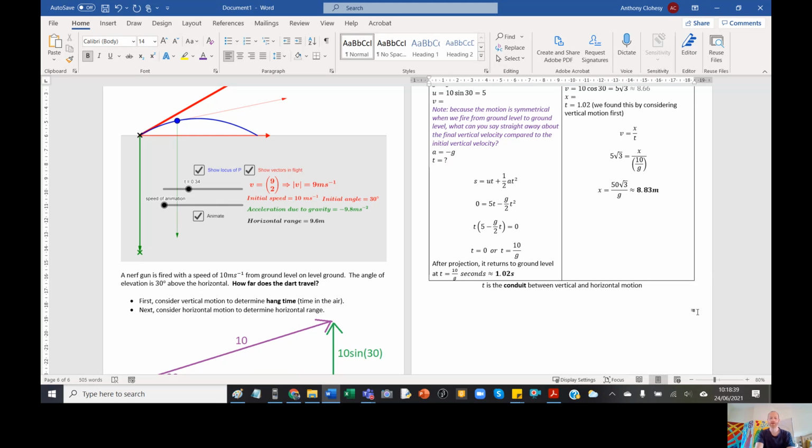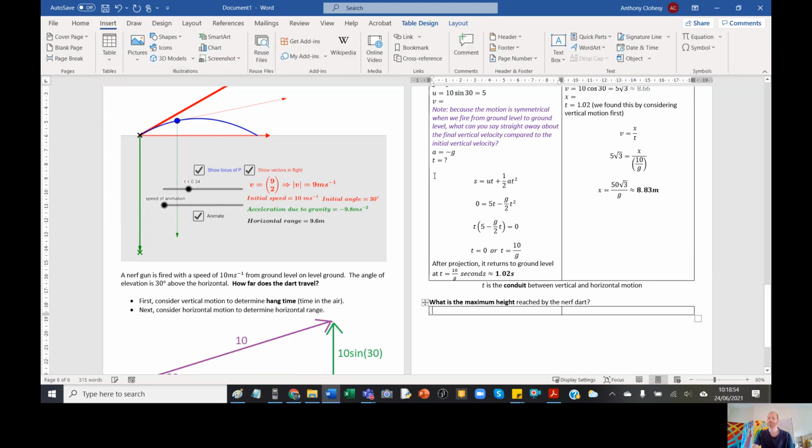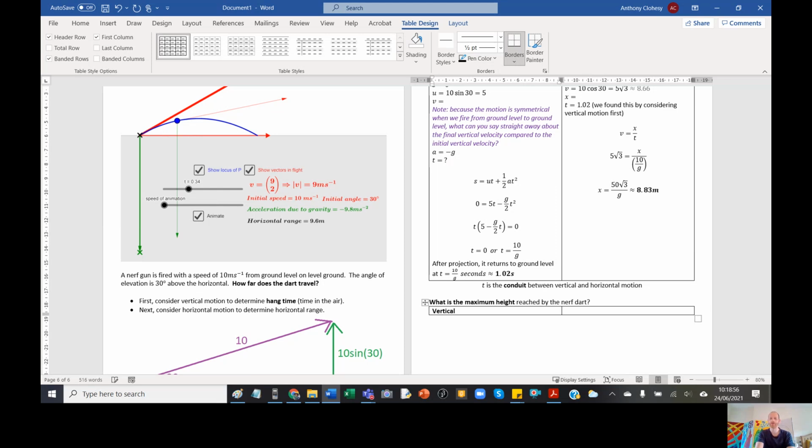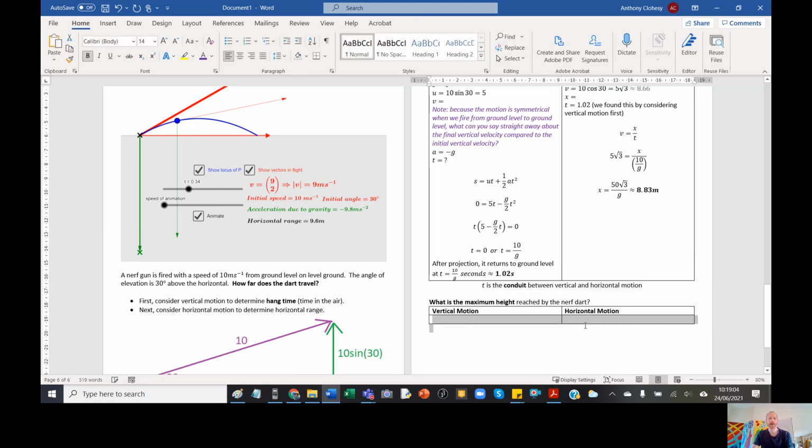The next question is this: what is the maximum height reached of the dart? For this, again, we'll keep going back to this. We look at vertical motion and we look at horizontal motion side by side. We consider each one in turn, and that's going to help us to work out what we're interested in. It might be that you don't necessarily need both, but let's say this question got augmented a bit.